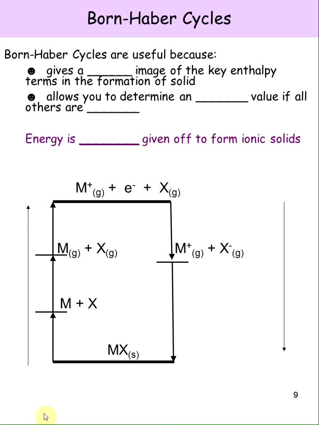Now, to better understand what happens in the formation of an ionic solid and figuring out the lattice energy, we sometimes use Born-Haber cycles. And Born-Haber cycles are very useful because they give us a visual image of the key enthalpy terms in the formation of a solid. And it also allows you to determine an unknown value if all the others are known. And when an ionic solid is formed, energy is always given off.